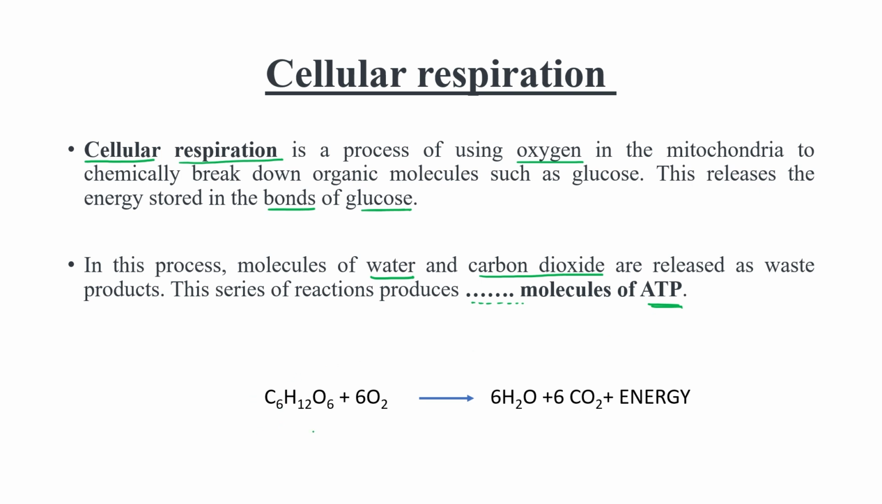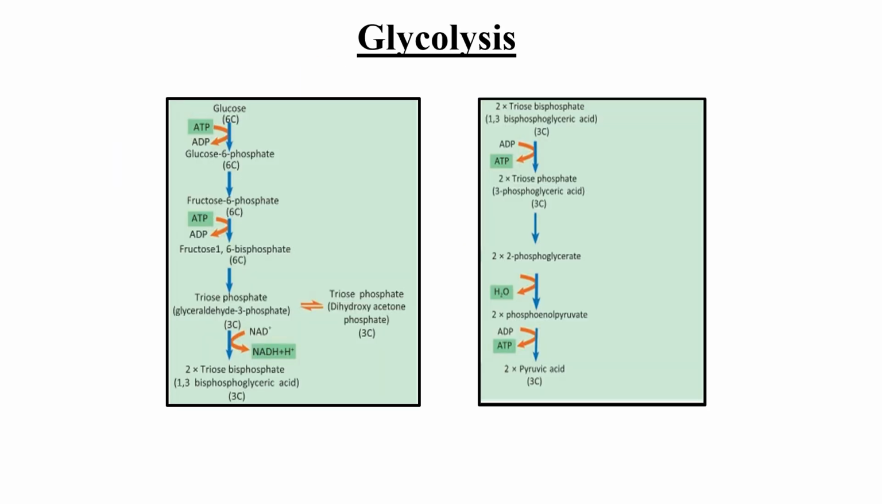So what is the reaction over here? This is a glucose molecule, C6H12O6. When it combines with oxygen, or we can say when it utilizes oxygen, it will convert into water, carbon dioxide and energy. This water and carbon dioxide are both released as waste products, and a huge amount of ATP is generated during cellular respiration. Clear now? So what is the first step of cellular respiration?